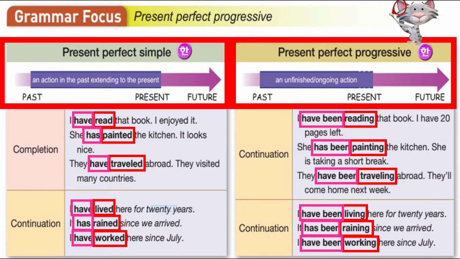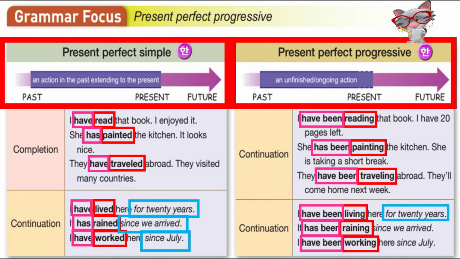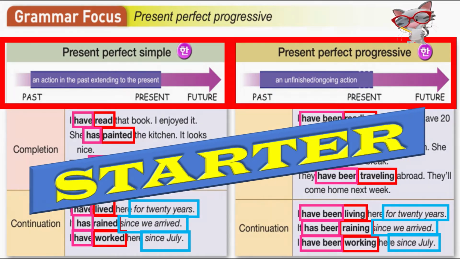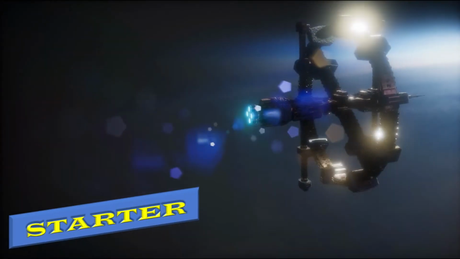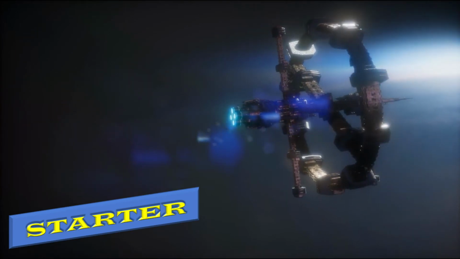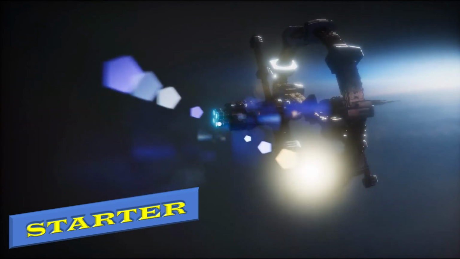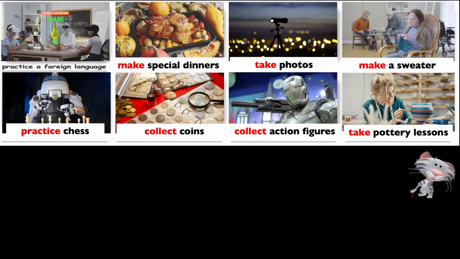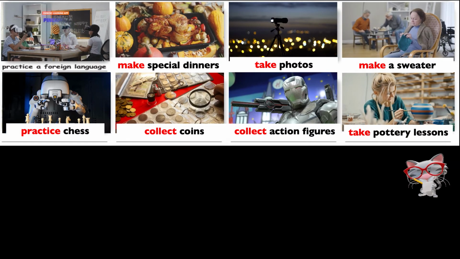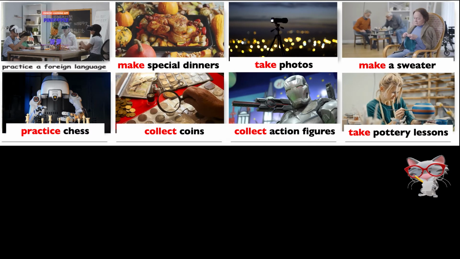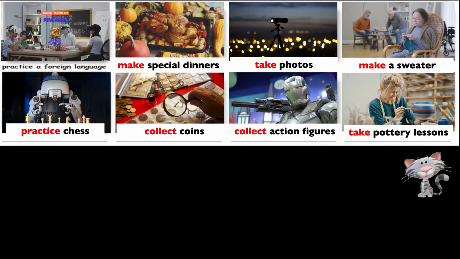Also, you'll notice here we have the expressions for 20 years, since we arrived, and so on. For 20 years is the duration, how long something lasted. Since we arrived is when something started. And we're going to look at this with the starter and how we can use these to make questions and answer questions using the present perfect progressive. So we are now docking grammar to the starter section. Yes, we're going to the docking station of grammar with our hobbies and interests.